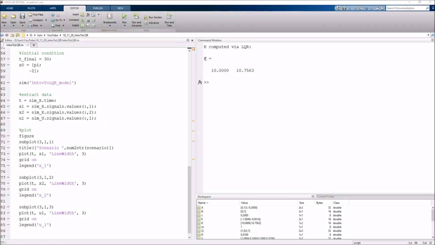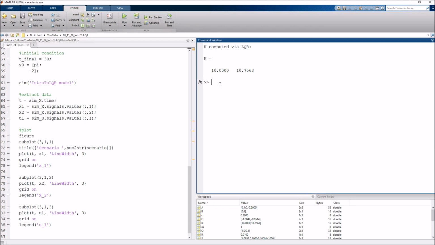And first off, we see, yep, this is the gain matrix K that we computed. It's the same thing that we computed manually. Let's go ahead and look at the solution of the algebraic Riccati equation. And again, this should be the exact same values that we got with our manual calculation in Mathematica. So this all looks pretty reasonable. Now, let's look at the results here.